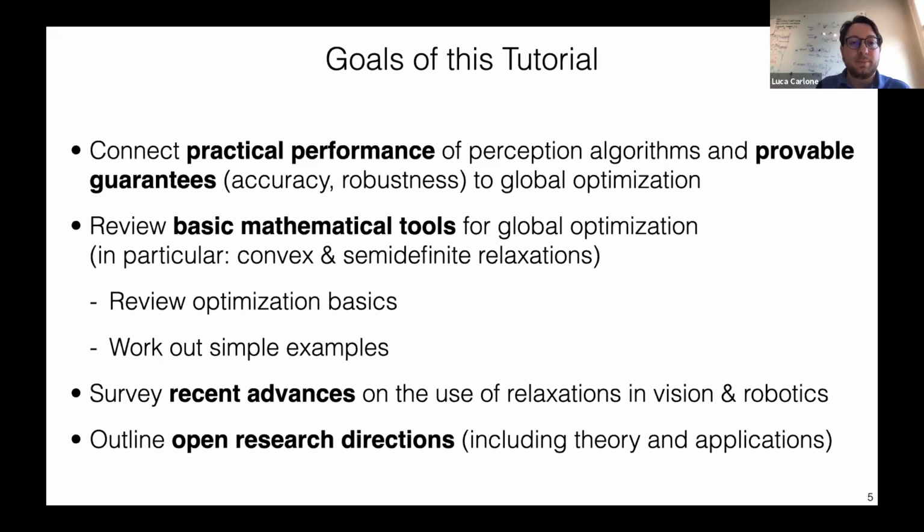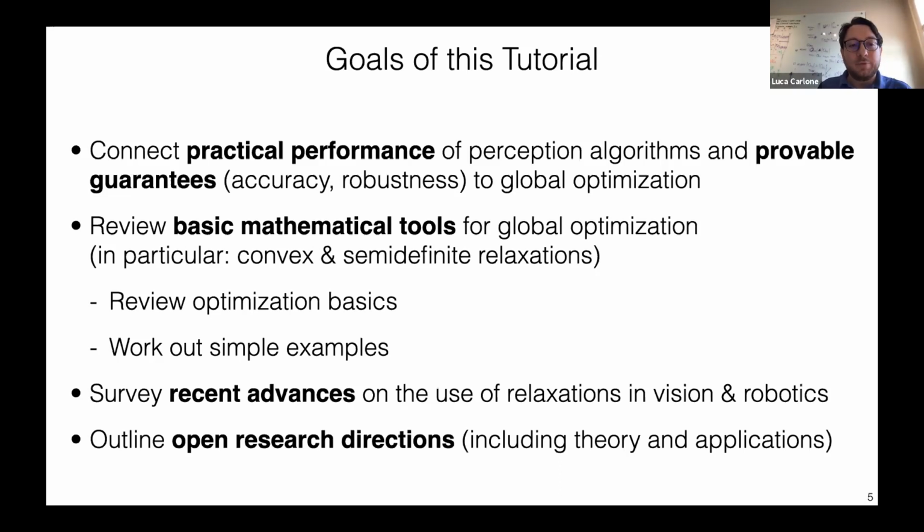We want to review basic mathematical tools. This is supposed to be a tutorial. We want to review basic mathematical tools for global optimization, and in particular, convex and semi-definite relaxations. So we are going to start with a review of basics of optimization, and we're going to work out a simple example. I'm saying simple, but actually a pretty advanced robotics example.